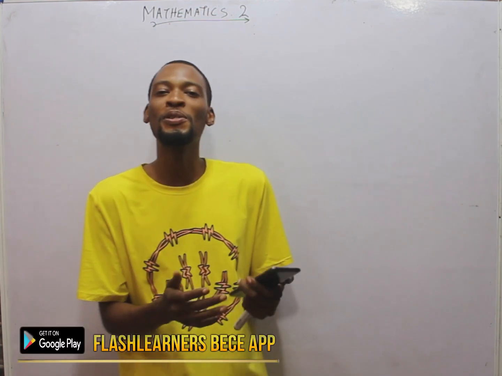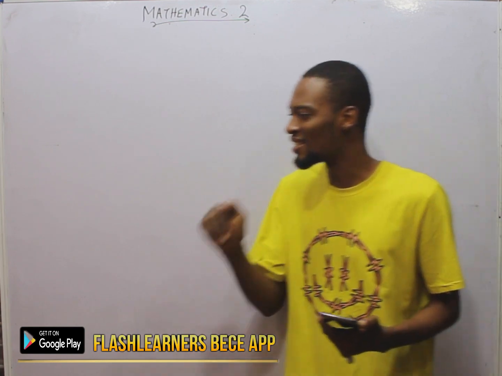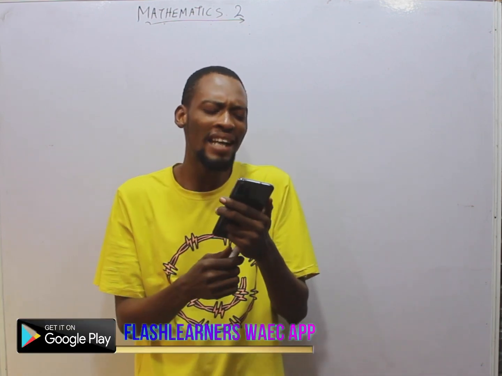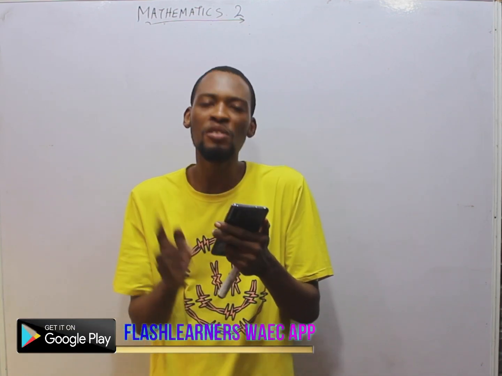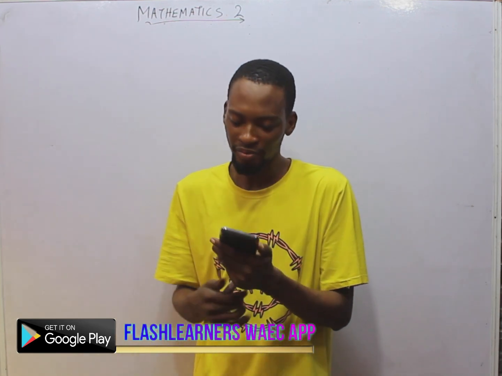So, I promise to make this class as simple as possible and as detailed as possible. Find the equation of a line parallel to y equals minus 4x plus 2 passing through (2, 3).